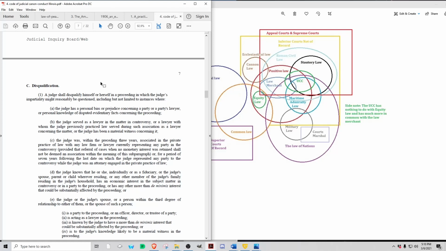The judge was, within the proceeding, three years associated in the private practice of law with any firm or lawyer currently representing any party in the controversy. Again, small town, going to hit all those. And I'm just going to skip over some of these other ones. But the point is, here's the thing about the bias or prejudice. All right, say you go into traffic court. You want to screw these people up? Go into traffic court sometime. Well, don't do it on purpose, but if you find yourself in there, ask the judge one question.